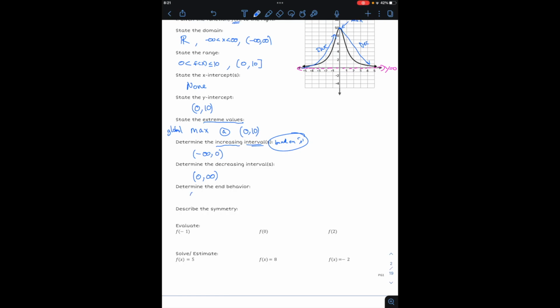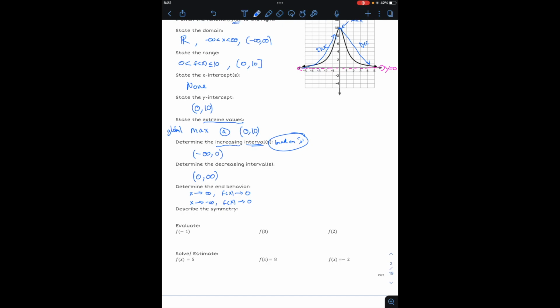So we're going to say as x goes to +infinity, f of x is going to approach but never reach 0. So we say f of x is going to 0. As x goes off in the -infinity direction, f of x is also going to 0.